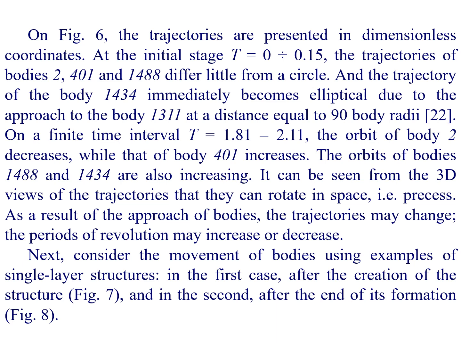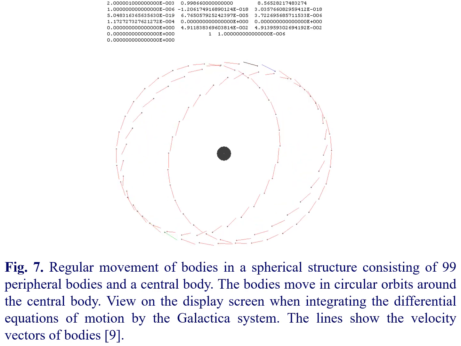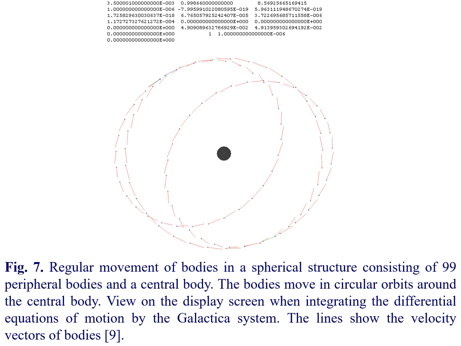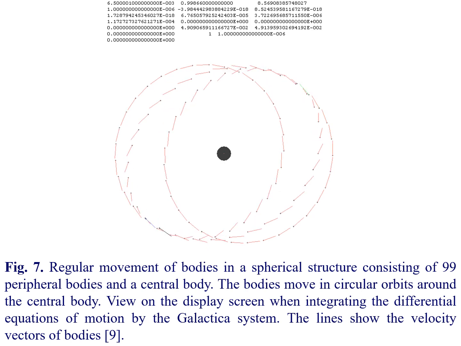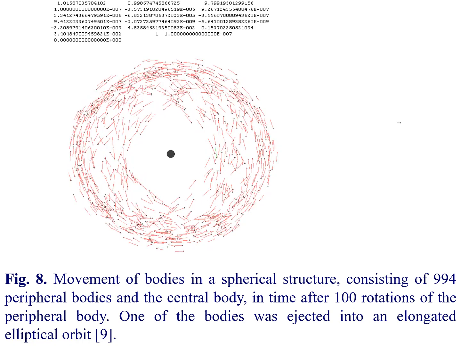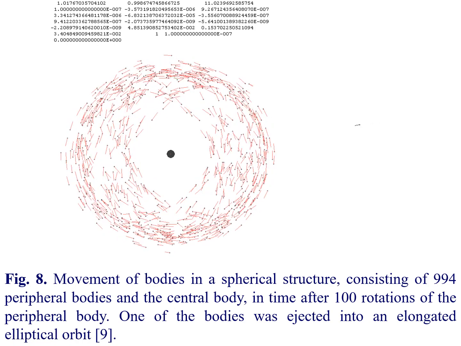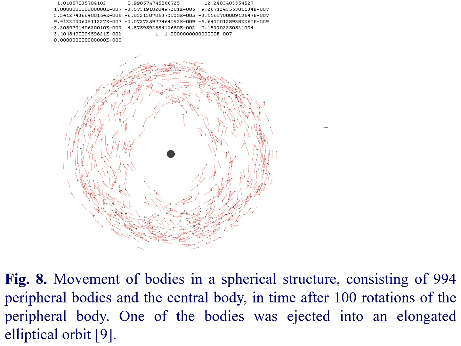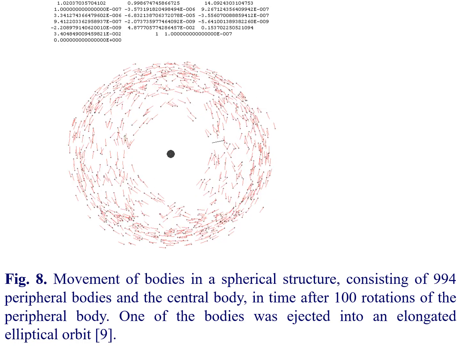Next, consider the movement of bodies using the example of a thin layer structure. In the first case, after the creation of the structure, which consisted of 99 peripheral bodies, and in the second, after the end of its formation, which consisted of 994 bodies, one of the bodies was ejected into an elongated elliptical orbit.